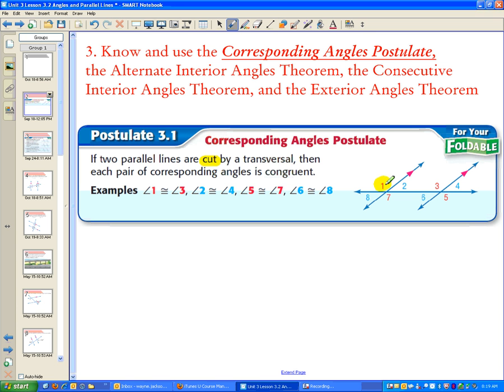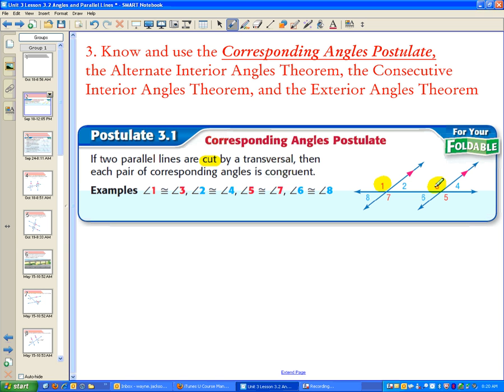So look, angle 1 corresponds with angle 3, doesn't it? Because they're both above the transversal to the left of their own lines, and the lines are parallel. I almost forgot to say that. All of this postulate and these theorems for today, they all deal with parallel lines being intersected by a transversal. Yesterday, were the lines parallel? No. Now they are.